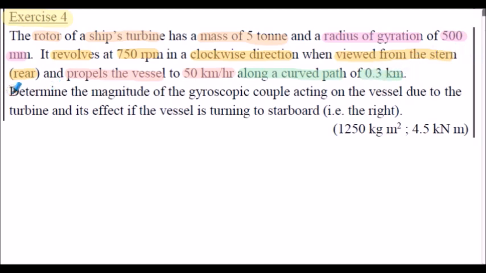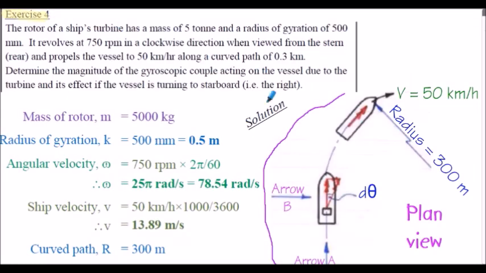We're asked to determine the magnitude of the gyroscopic couple acting on the vessel or ship due to the turbine, and the effect of this couple if the vessel is turning to starboard, in other words turning to the right. The answers are given in the bracket here. This is a fairly similar problem as posed in the previous exercises, so I would encourage you to stop the presentation and attempt exercise 4, but I'll briefly outline the solution on the following slides. Exercise 4, here's the solution.